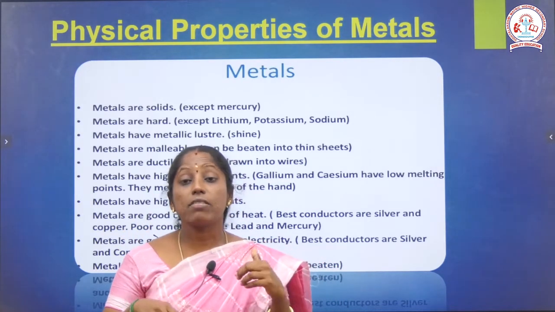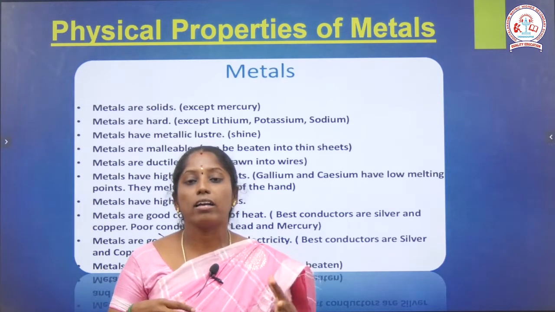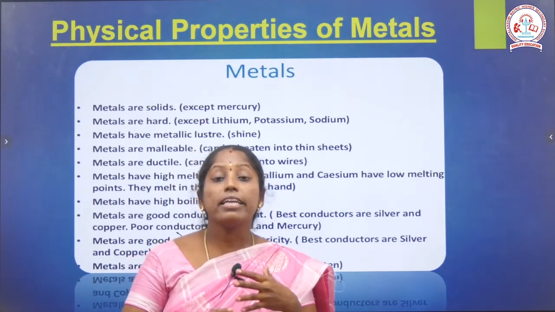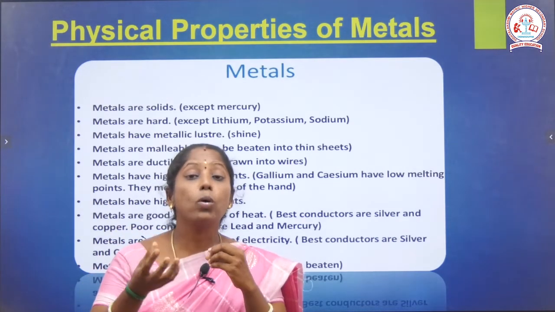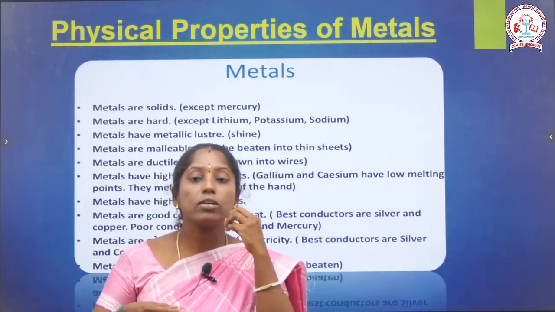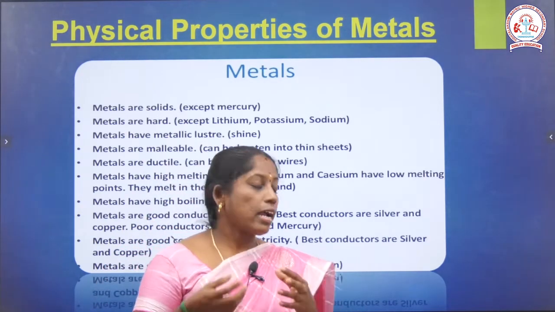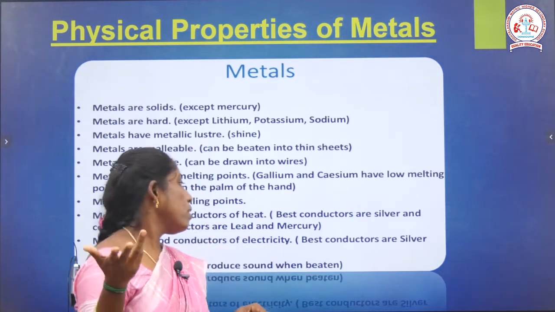That kind of capacity gallium and cesium have. The next, metals have high boiling point. However much you heat, it won't boil easily. Then they are good conductors of heat. They will allow the heat to pass through them. That is called conductors. Then they also conduct electricity. That's why all the electric wires are made up of metals.